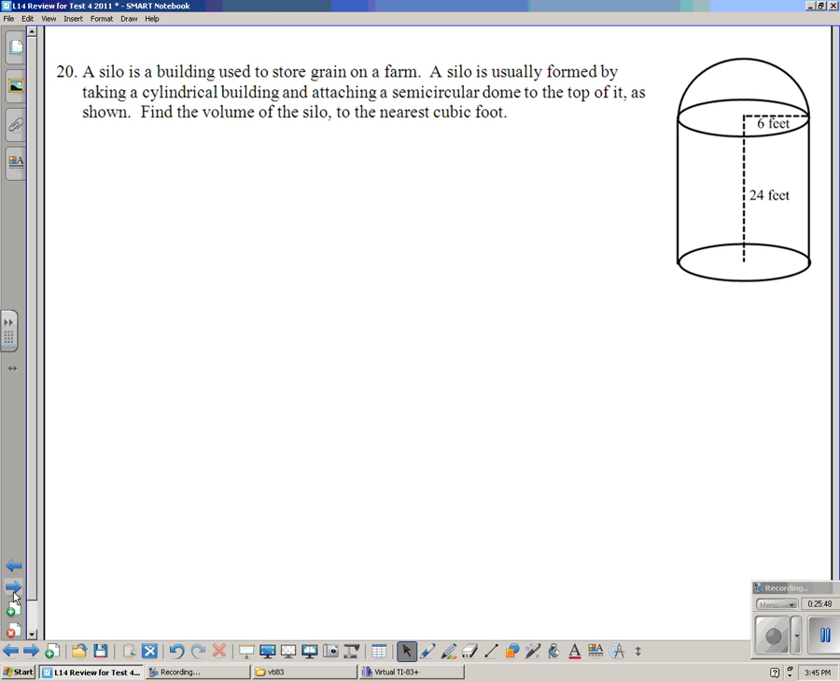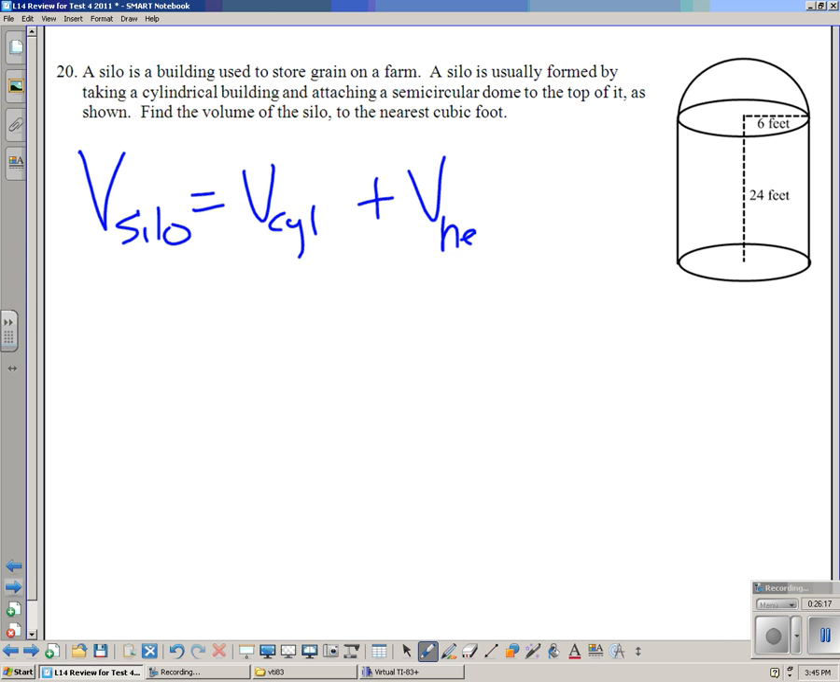Number 20. And if you've ever driven upstate, you would have seen these on the side of the road at some points. A silo is a building used to store grain on a farm. A silo is usually formed by taking a cylindrical building and attaching a semicircular dome to the top of it, as shown. Find the volume of the silo to the nearest cubic foot. So the silo is made up of two things. It's made up of a cylinder, which we can easily see, and a hemisphere, or half a sphere. And we know the volume formulas for a cylinder and a sphere.